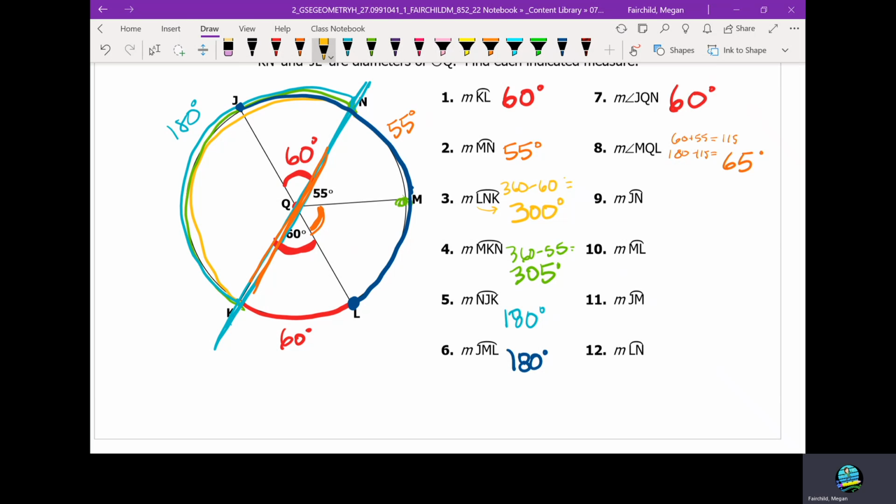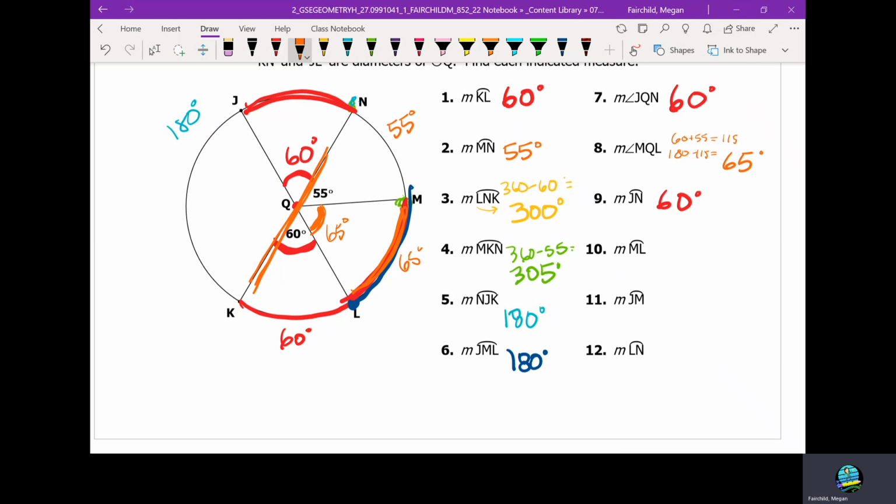Arc JN. It will not let me erase blue and green for some reason. All right, arc JN has 60 as a central angle, so that one will also be 60 degrees. Arc ML is right here. And we have this angle, which we found was 65. So this arc out here would also be 65 degrees.